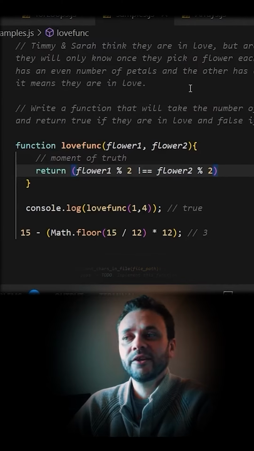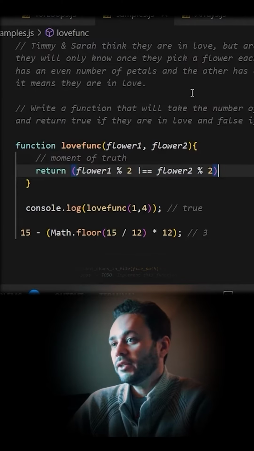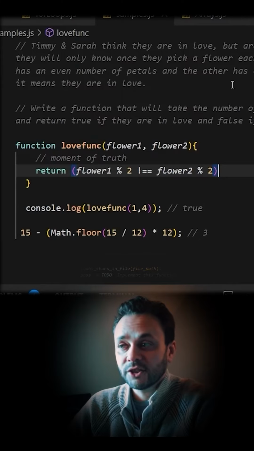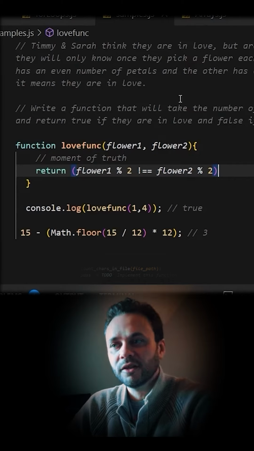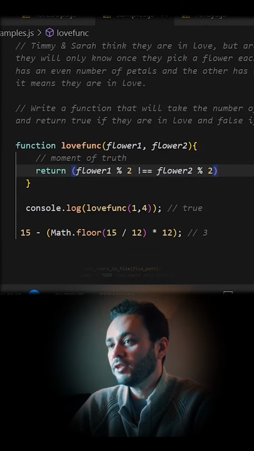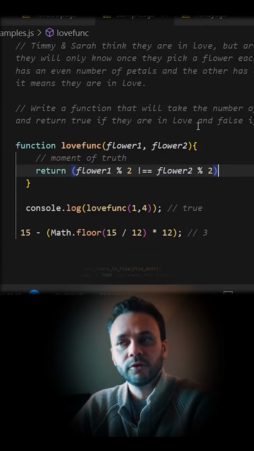Timmy and Sarah think they're in love, but around where they live, they're only known once they pick a flower each. If one of the flowers has an even number of petals and the other has an odd number of petals, that means they're in love. Write a function that will take the number of petals of each flower and return true if they're in love and false if they aren't.